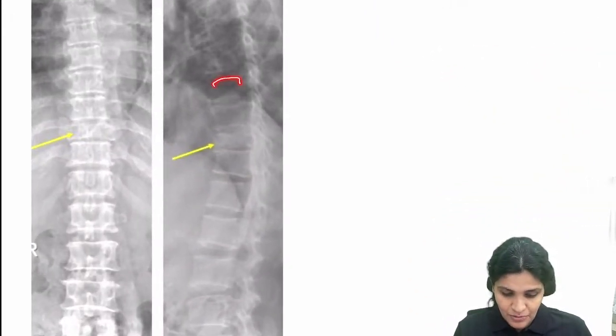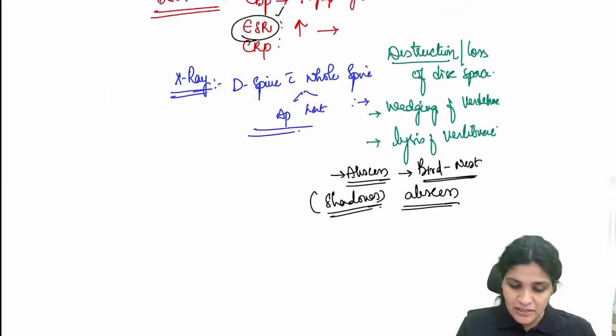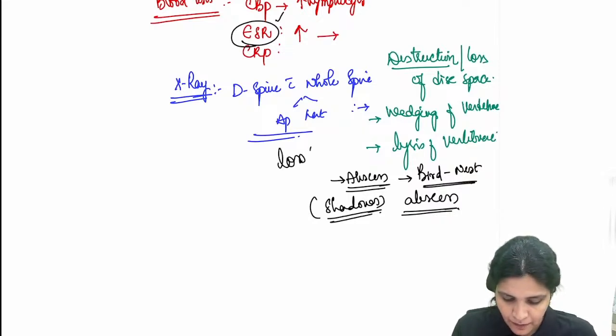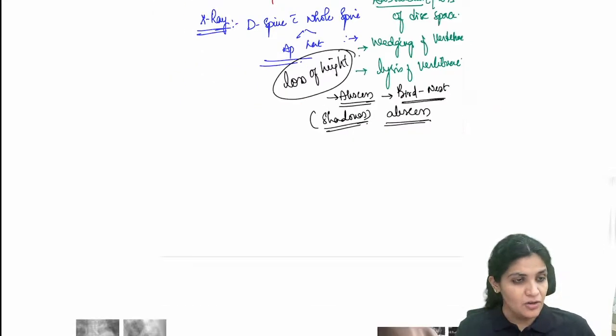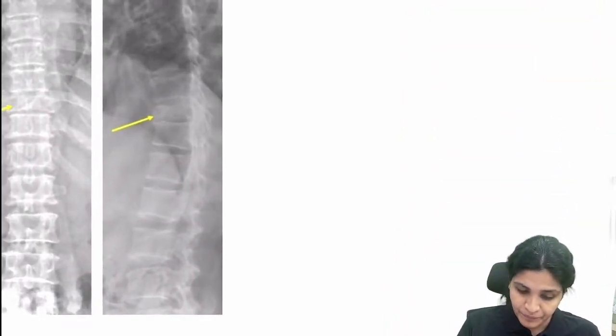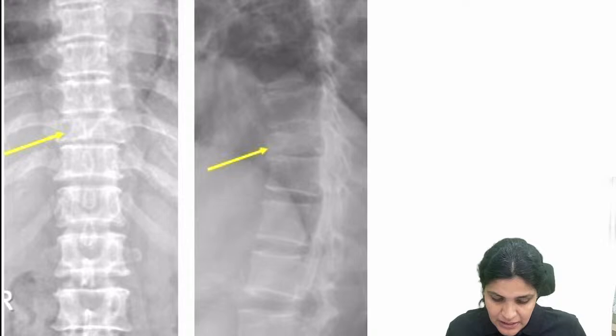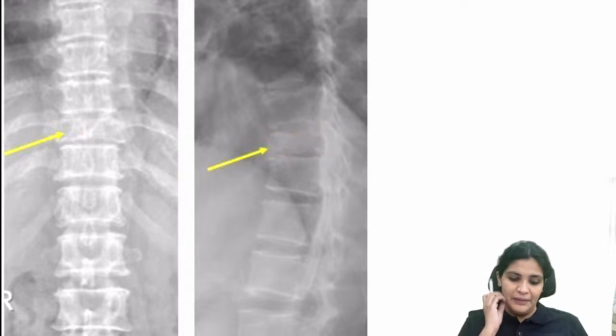So you can see it's lucent, and you can see loss of the height. That is nothing but the wedging. So there will be loss of the height of the vertebrae, right? So that is loss of height of the vertebrae here. So now you see, this disc space is completely involved. So there will be loss of the disc space. Then you can see there is a loss of the height of this particular vertebrae here and here, on the AP.